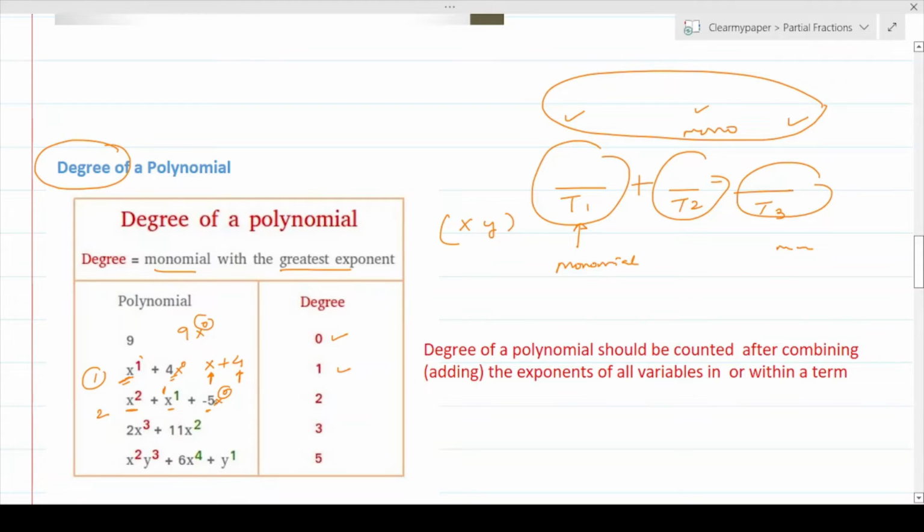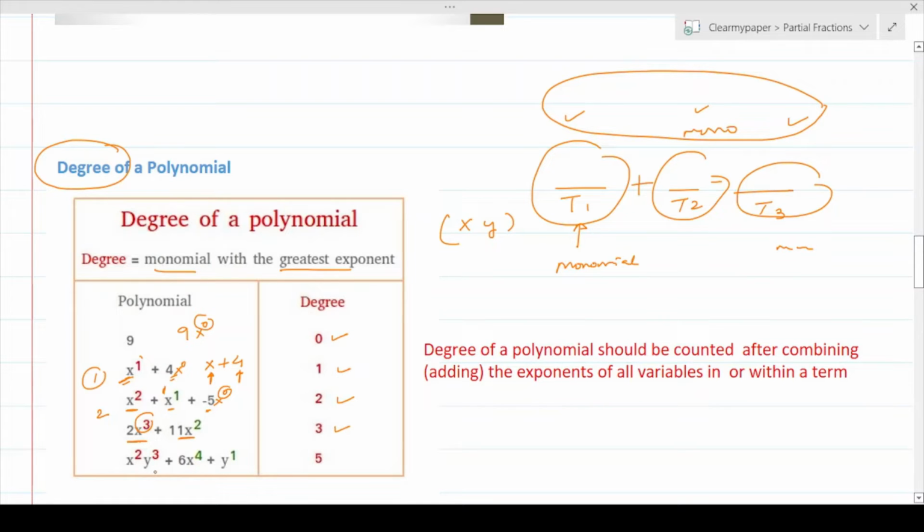So what is the highest degree for the whole polynomial? The highest degree is for the first term, which is 2. And hence, the degree of this polynomial as a whole becomes 2. Same way over here. We have got term 1 and term 2 here. And the highest degree is on the first term itself, which is 3. And hence, the polynomial degree as a whole is 3.